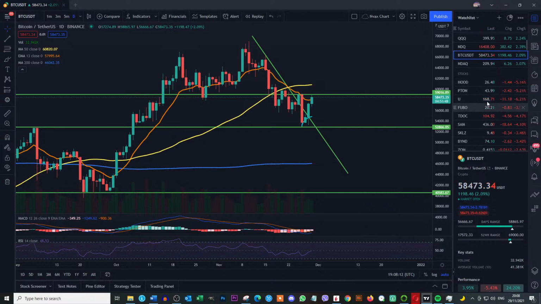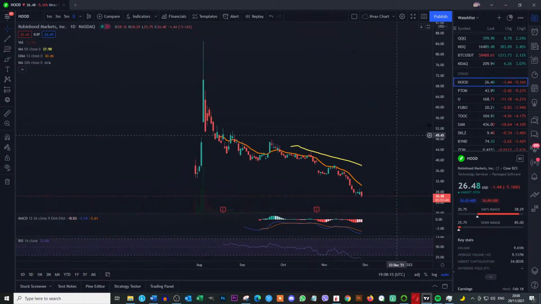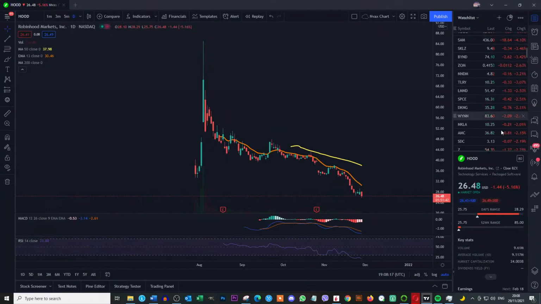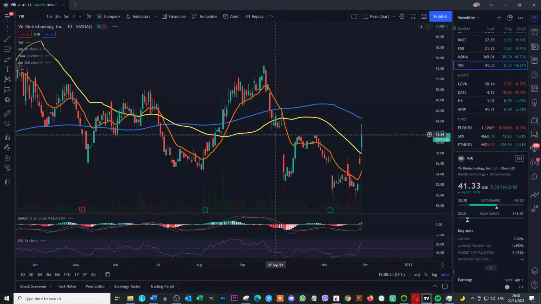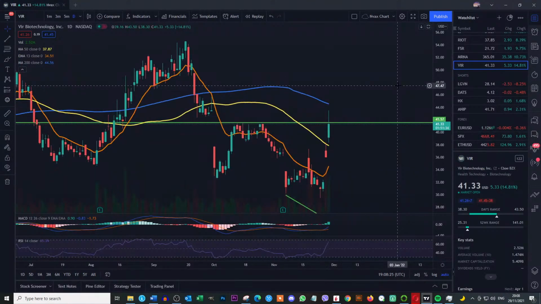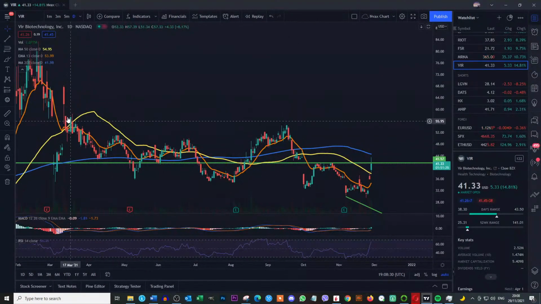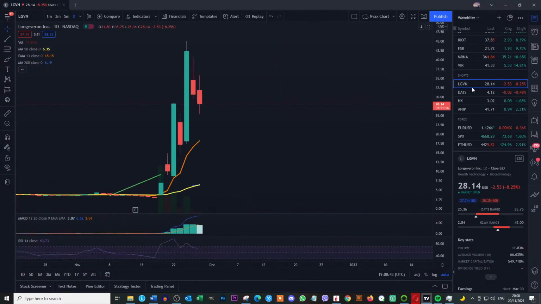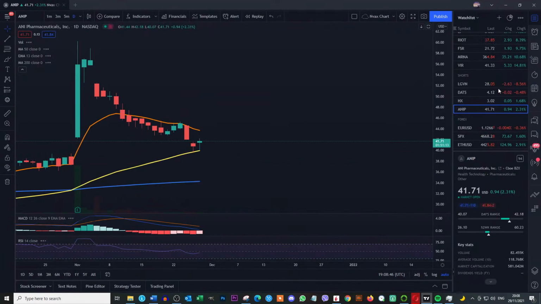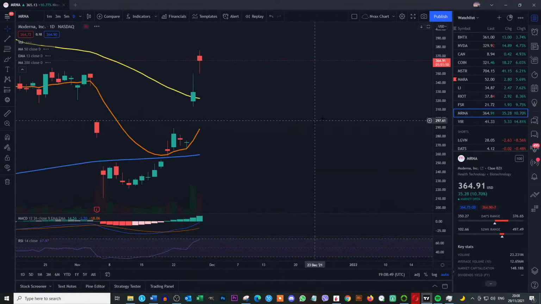So about the stocks, we have a lot of selling pressure. Almost every stock is in the red except for the big gainers, for example Vir, which produces monoclonal antibodies. It's an interesting stock. It was trending lower, but now with this news we actually broke this downtrend and we are moving up. Here Longeveron, some stocks from the past.